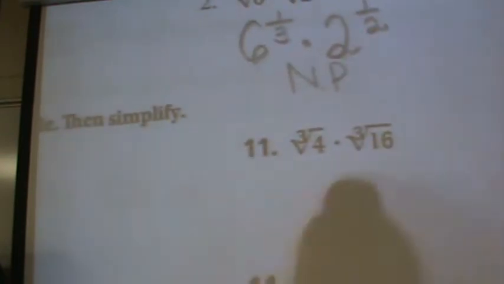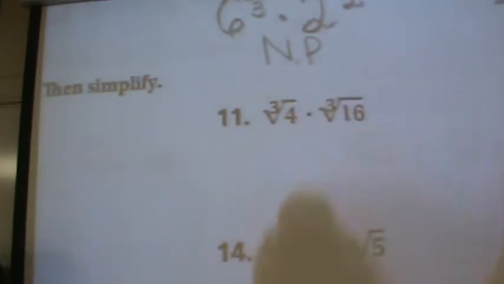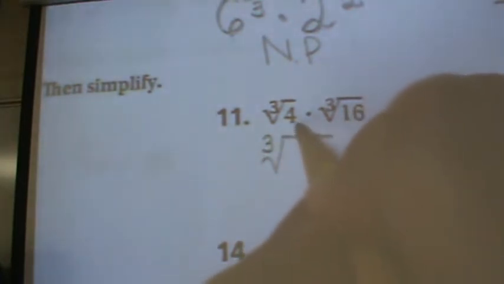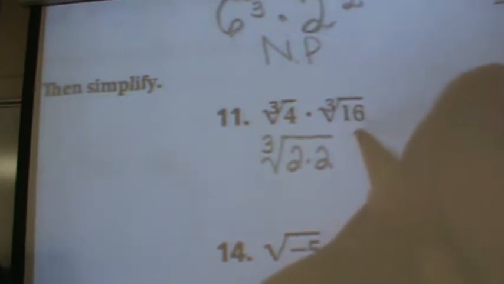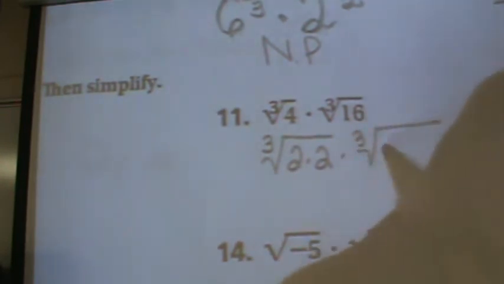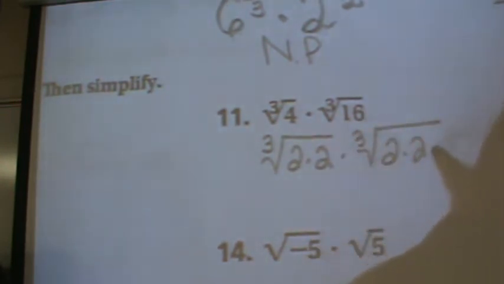Okay? I want you to do 11 right now. It says the cube root of 4 and the cube root of 16. If the indexes are the same, can you do the problem? Yes. How do you break up 4? 2 times 2. How do you break up 16? 2 times 2 times 2 times 2.